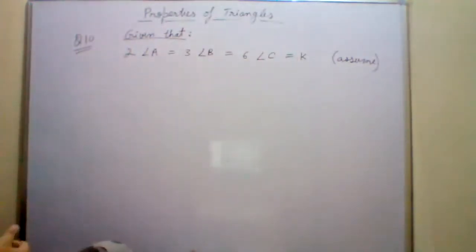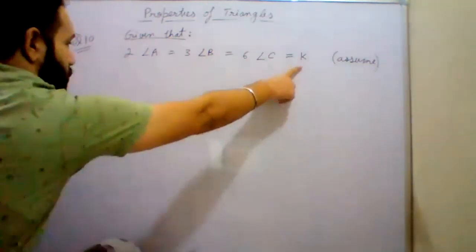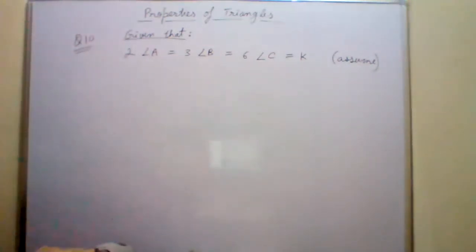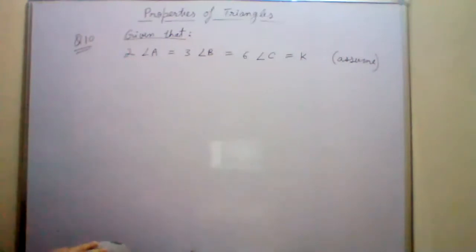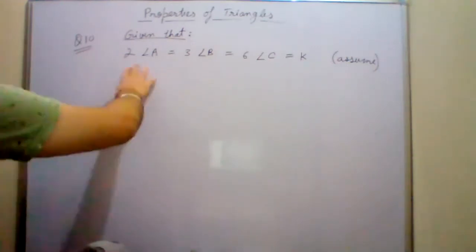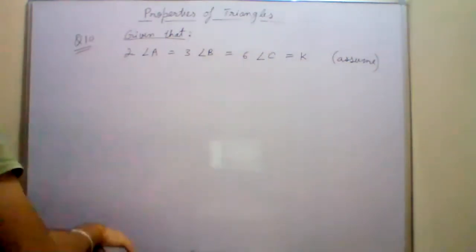We have assumed them equal to K. K is just a temporary variable which we are going to use in the question to find the values of angle A, angle B, and angle C. So there is a trick in the question. What is the trick? Set all three equal to K.